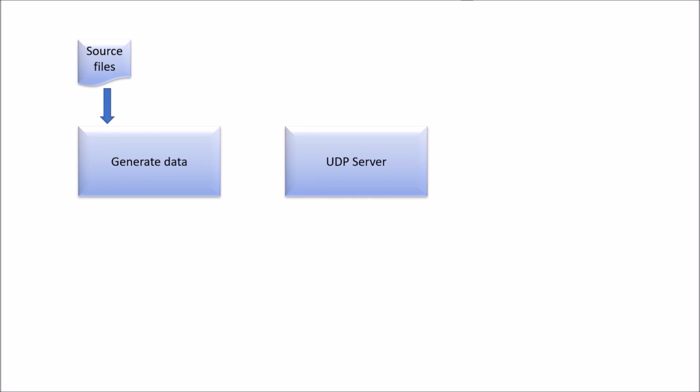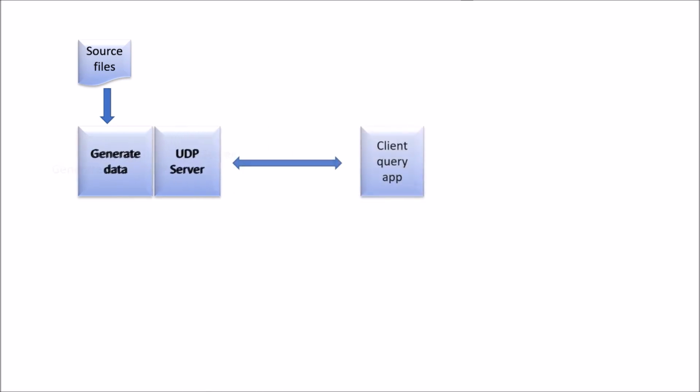We are going to use code from the two previous videos. Generate data, which took in a few source files and created some random data in a console application that displayed progress on a graphics window, and the UDP server, which listened for requests coming in via UDP and responded. We will merge the code from these two programs to provide an application that will generate a random dataset and allow it to be queried across the network by an application on another computer.